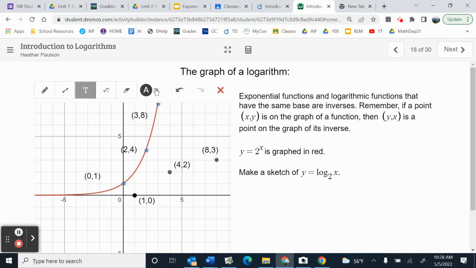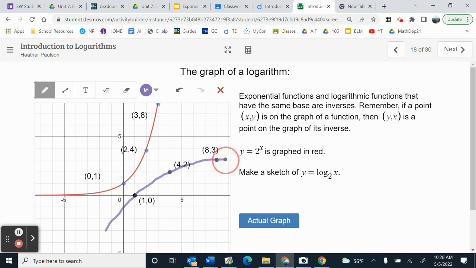And then now I'm going to take a color. Let's go purple. And I'm going to go big font. And I'm going to draw a curve through my points. And look what came up. When you have finished your sketch, press the button to see the actual graph.